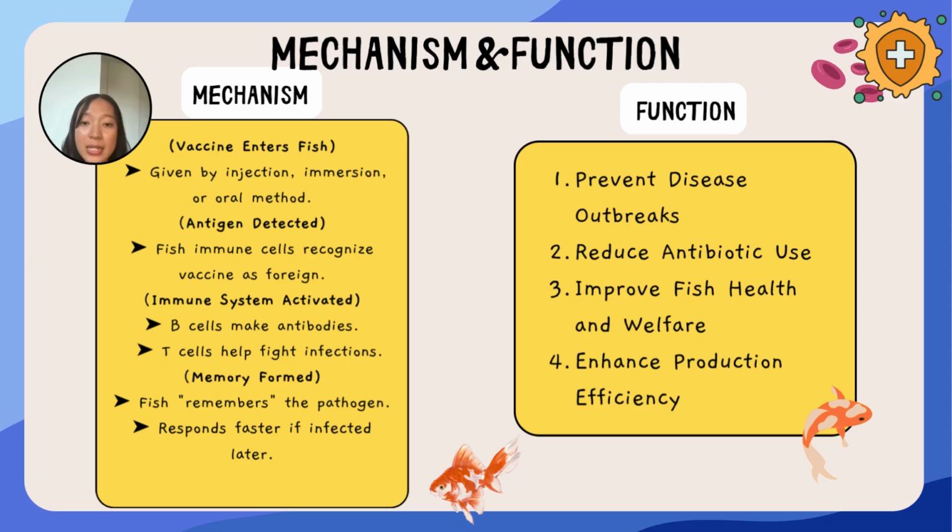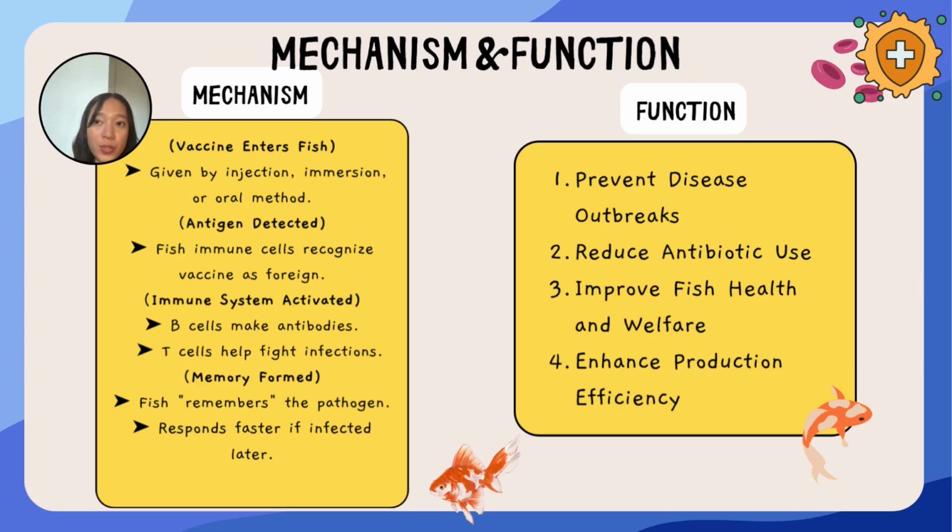The second is reduce antibiotic use. The use of vaccines in aquaculture greatly reduces the need for antibiotics. Antibiotics are often used in fish farming to treat bacterial infections. By preventing infections before they occur, vaccines minimize the reliance on antibiotics, thereby supporting responsible aquaculture practices. And the third is improve fish health and welfare.